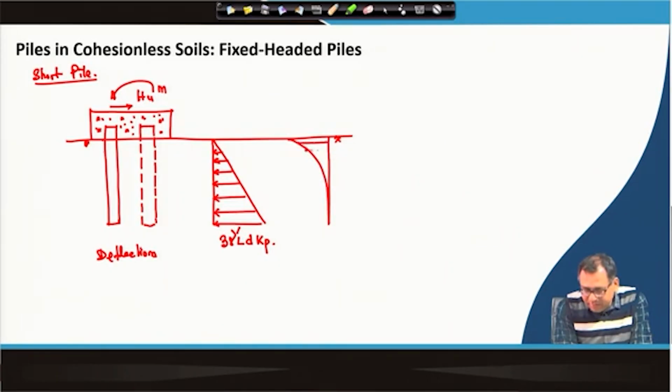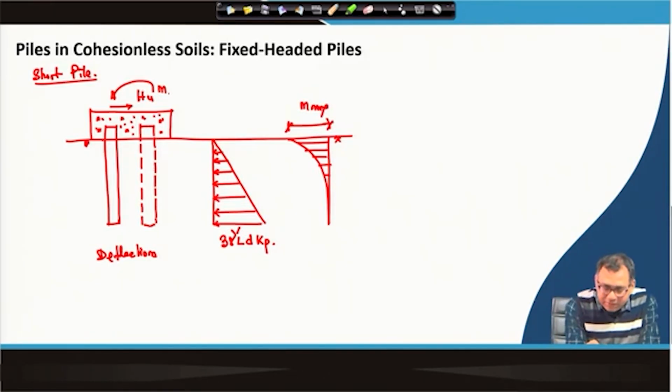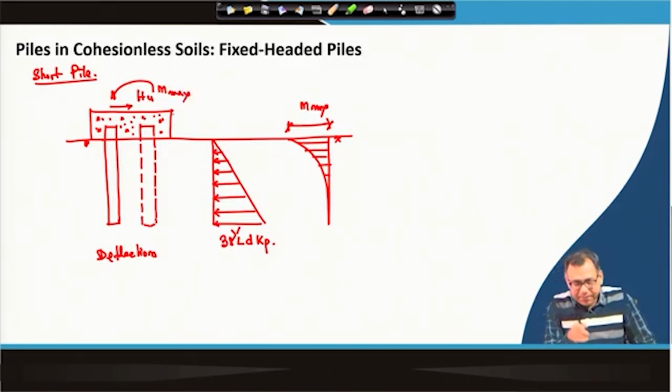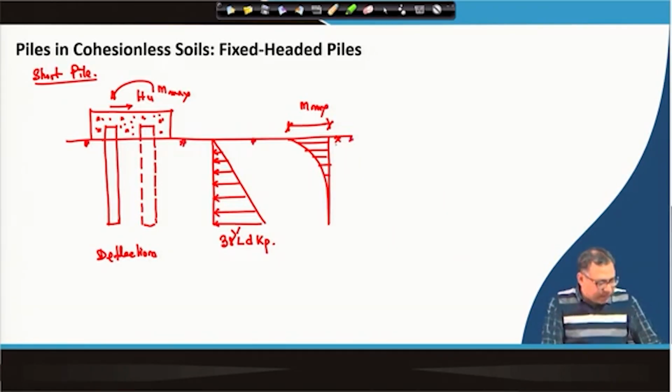So, the bending moment diagram will be something like this, and this will be the maximum moment M max, because now it is a fixed headed pile. This M will be M max, the maximum moment will generate at the pile head, and that is the same as the pile in the cohesive soil. Okay. So, now what are the equations?